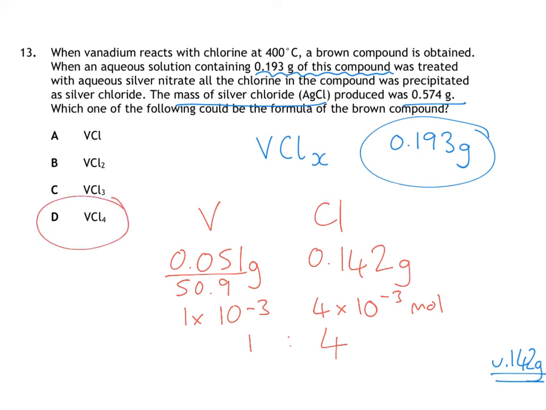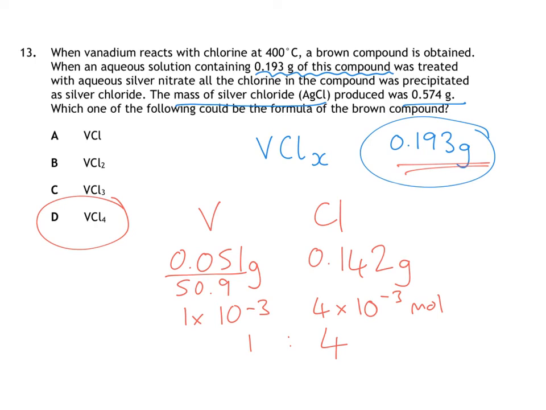The other way we could have done this is you could just work out the formula mass, so the MR, of the 4 different compounds, VCl, VCl2, VCl3 and VCl4. And then you could have worked out how many moles there would have been in the 0.193 grams and seen how many moles of chlorine were present in that. A little bit trickier.